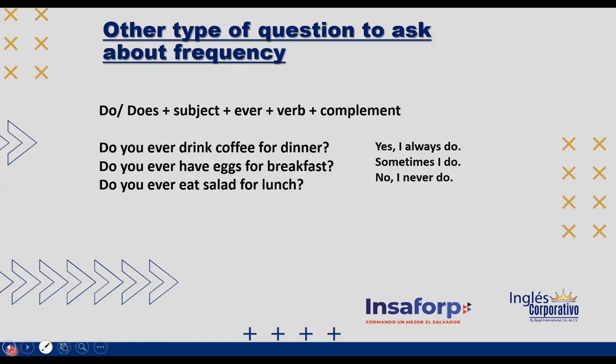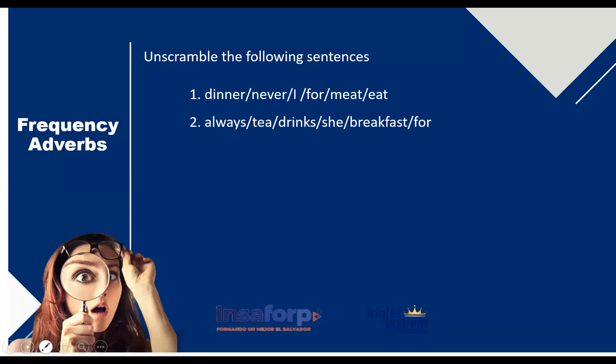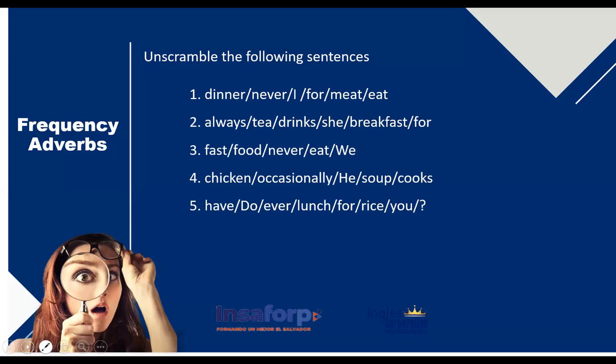¿Dónde va ever? So look at it. It's before the subject. I'm sorry, it's before the verb. Es va antes del verbo. Ever lo vamos a escribir antes del verbo. Entonces, ¿cuál sería? Do you ever have rice for lunch? Right. Yes, that's the correct sentence. Do you ever have rice for lunch? That is the correct answer.